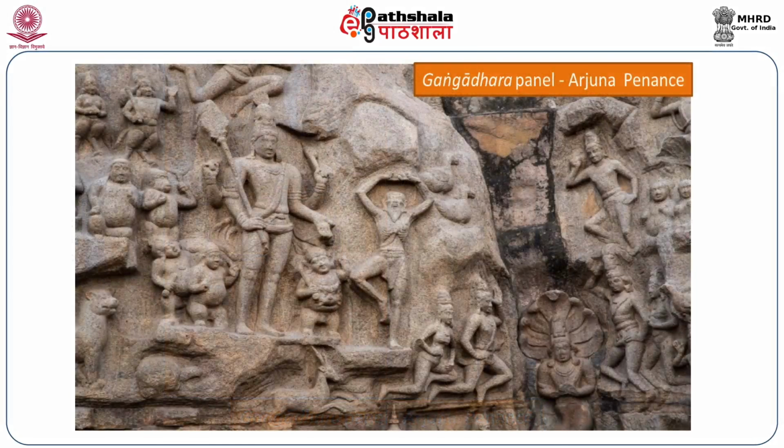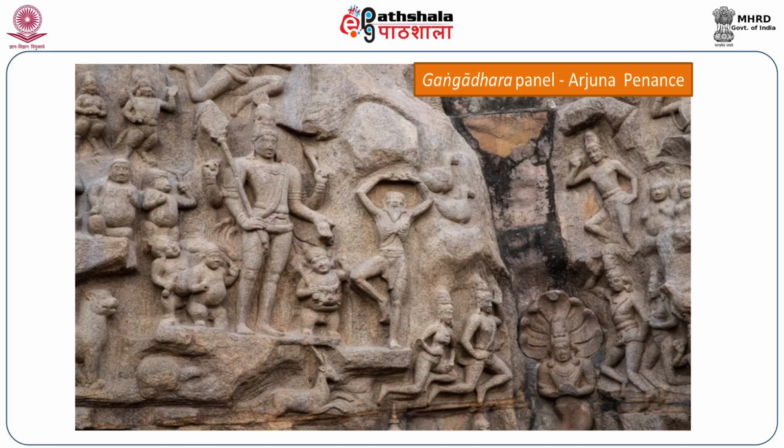Next, if you see a close view of this one, you could see that Arjuna, in order to get the Pashupata from Shiva, is standing on one leg, and you could see Shiva shown with all his weapons and also holding a mriga, that is a deer, and on either side you have Shiva ganas.